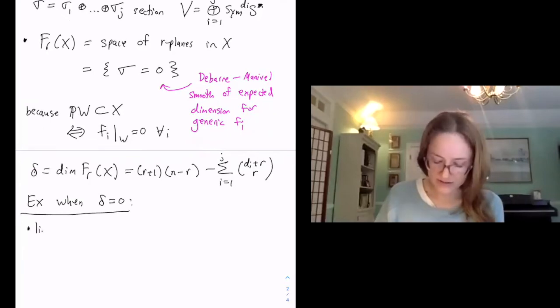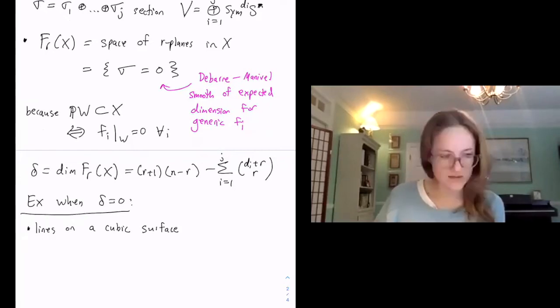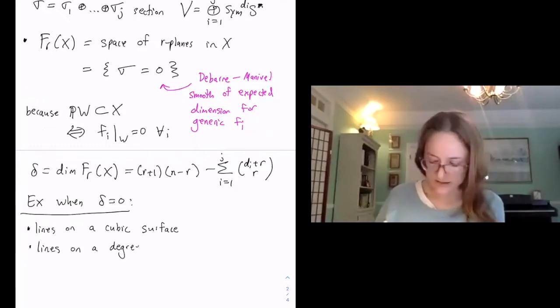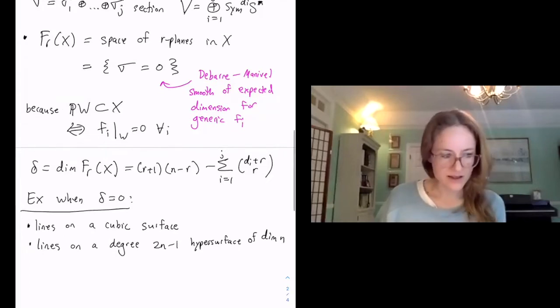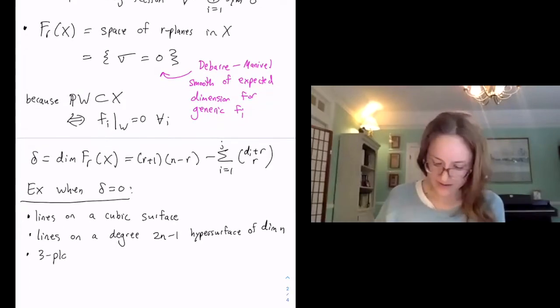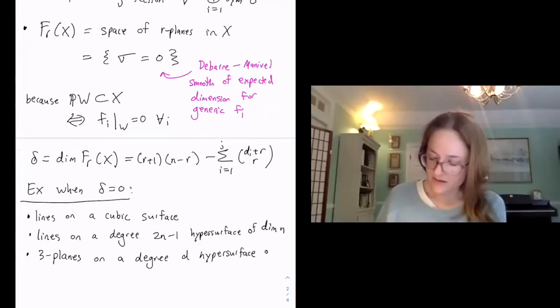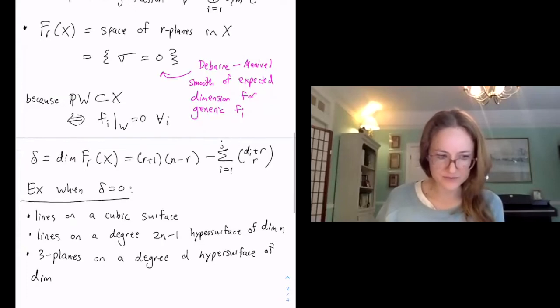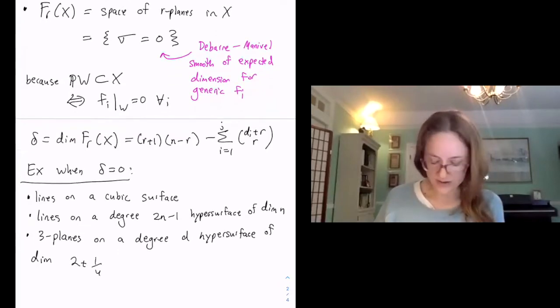We've got that it's finite for lines on a cubic surface, lines on a degree 2n minus 1 hypersurface of dimension n, 3 planes on a degree d hypersurface of dimension 2 plus 1/4 (d plus 3, choose 3).